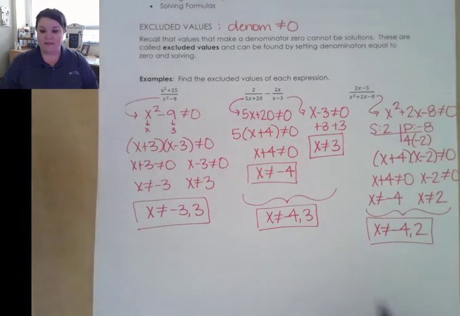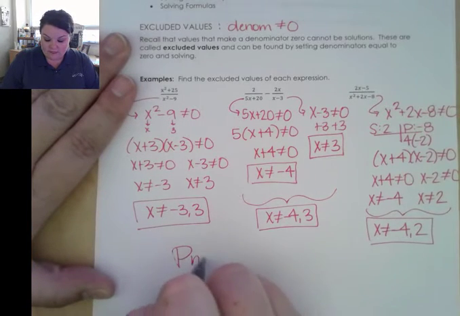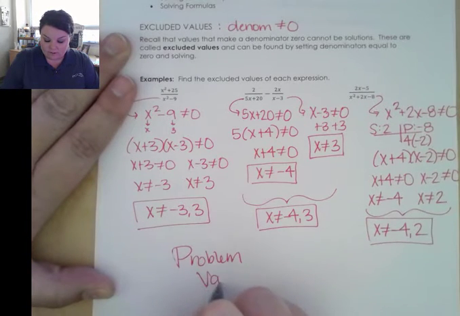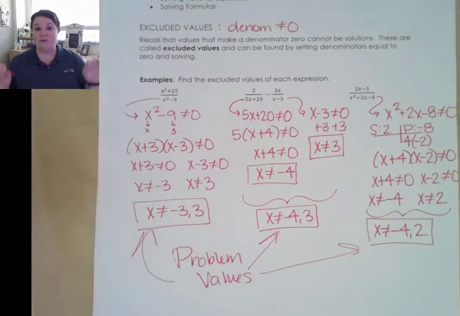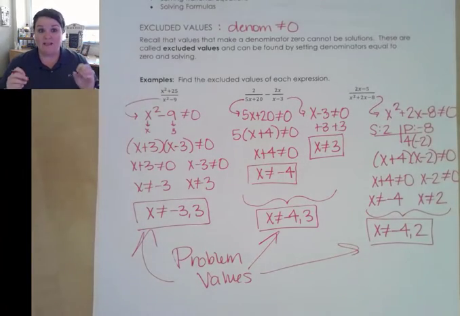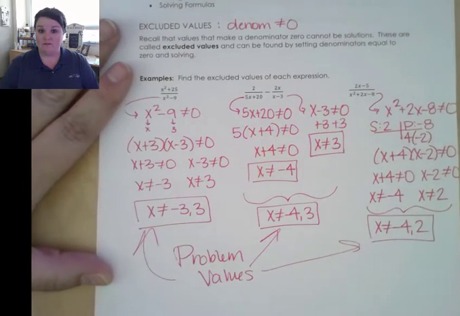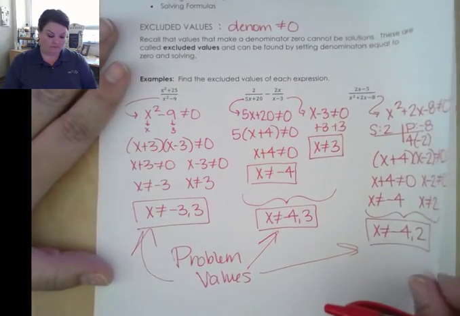So when you think about excluded values, think of these as problem values. These are the numbers that would give us problems if we had them for solutions. Okay, so now what I want to show you is how to solve rational equations. We're just going to solve it like we would normally solve things, but once we get our answers, we have to make sure that none of our answers are problem values. Okay, so here's going to be our steps for solving.